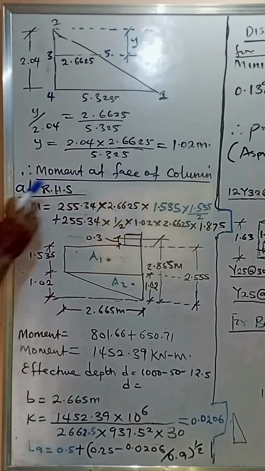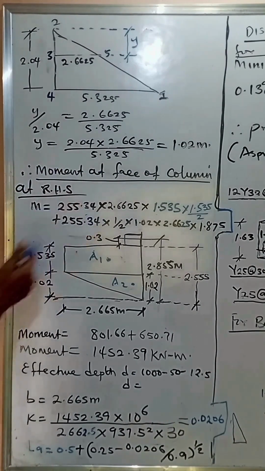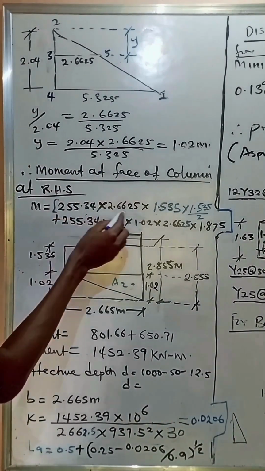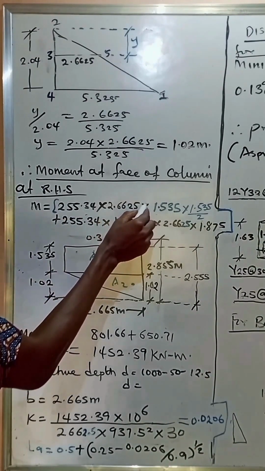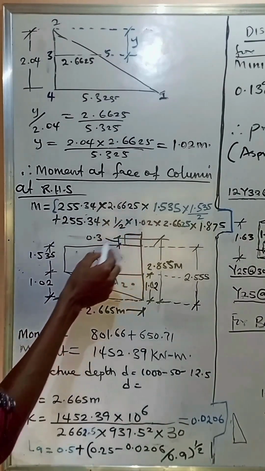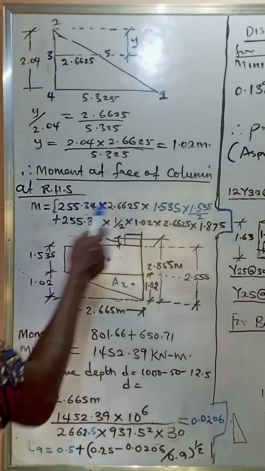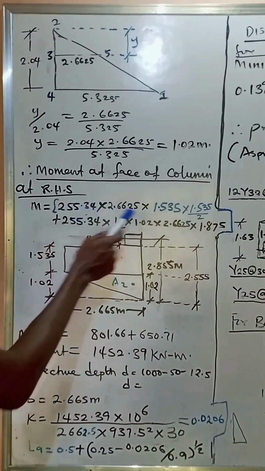So if we have 1.02 for our Y, we can now say the moment of the pressure about the face of the column at the right hand side becomes the pressure times the area. Okay, so the pressure times the area times the centroidal distance to the surface of the column will give you this. That is, we have this.